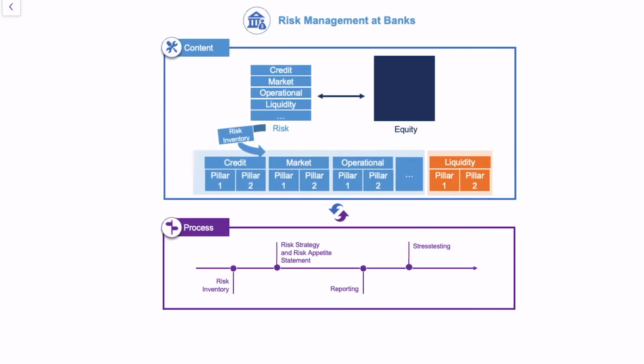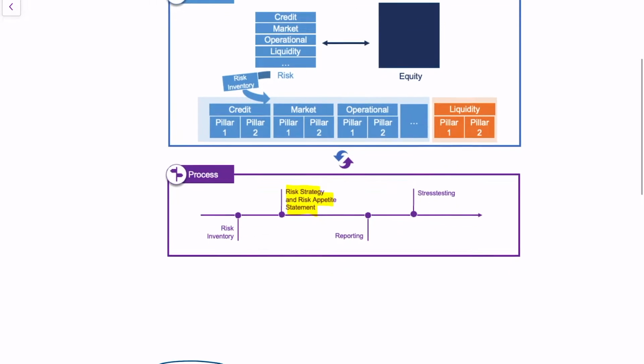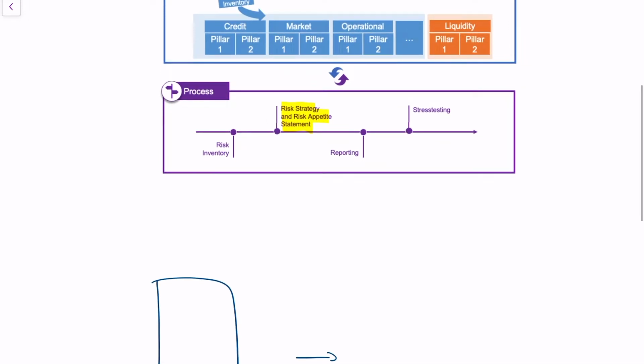So now we're talking about the risk strategy and risk appetite statement, and they are a very crucial part of the risk management process in a bank, because the risk strategy is the overarching document which lays down how the bank wants to do their risk management. And really, what a risk strategy is, it's a lot of text, or you can think of it as at every bank a 90-page document.